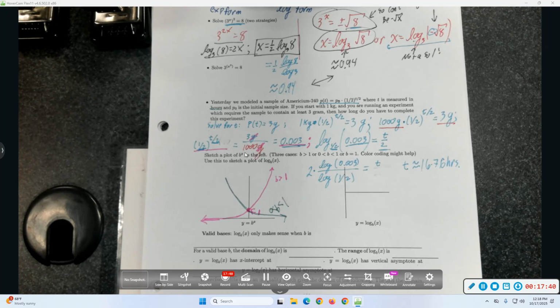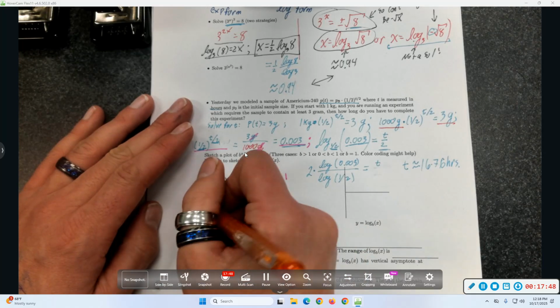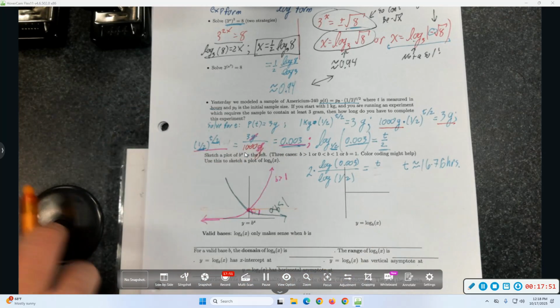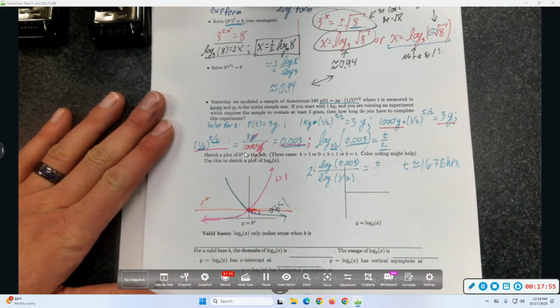I guess there's one more number then. What does 1 to the x look like? Straight line. Any power of 1 is 1. I guess I'll leave that there then. There's 1 to the x.